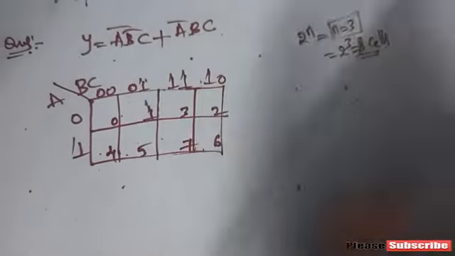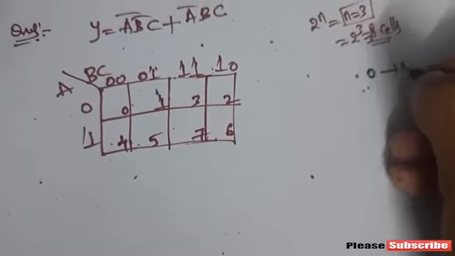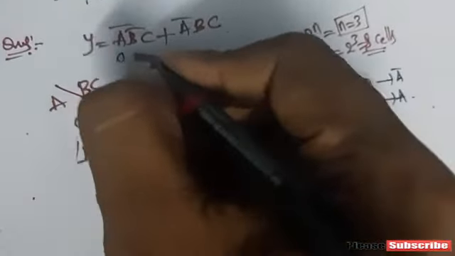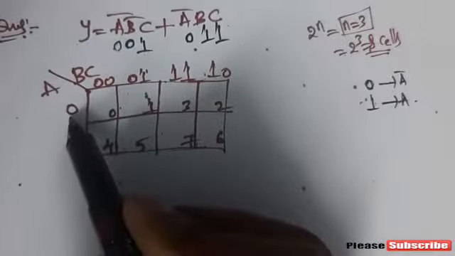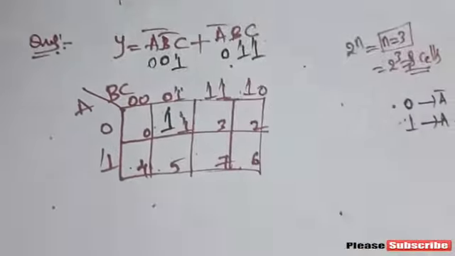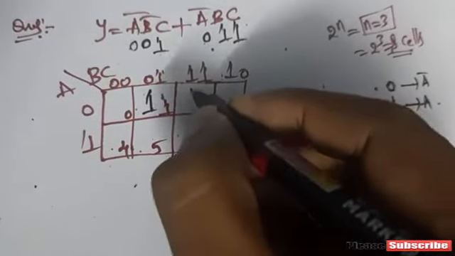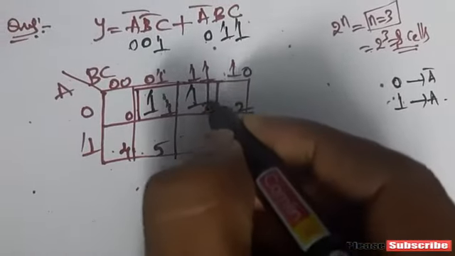This question is in SOP form. SOP form means 0 for A bar, 1 for A. This will be 0 0 1 plus 0 1 1. A min term can be represented by the 1. Next, 0 1 1. We just pair these two in one group.